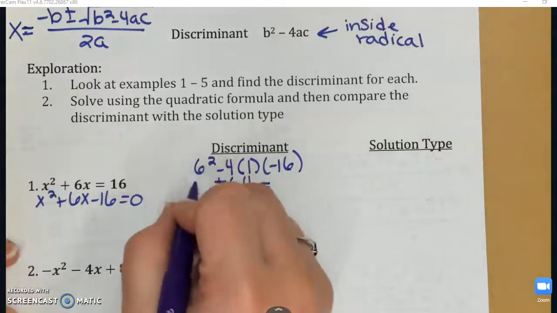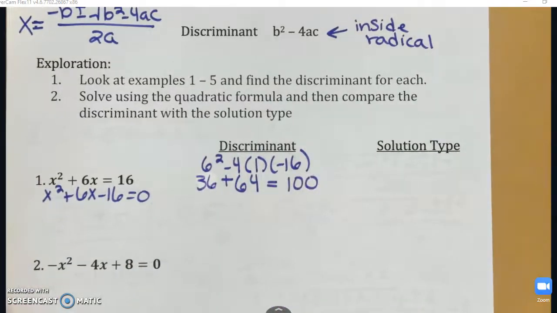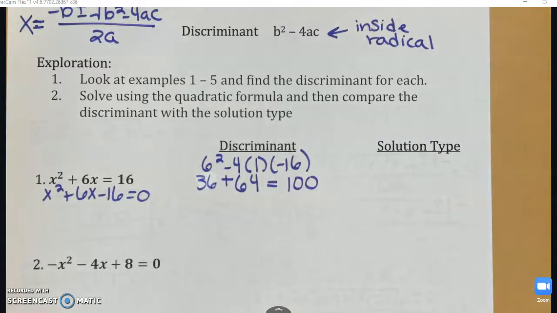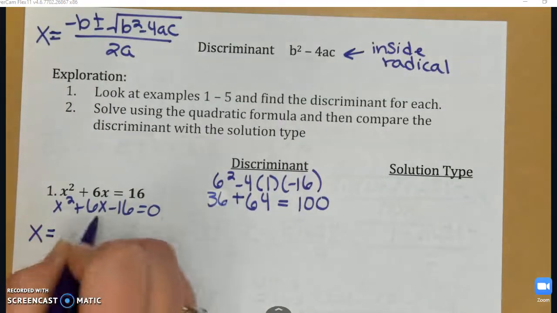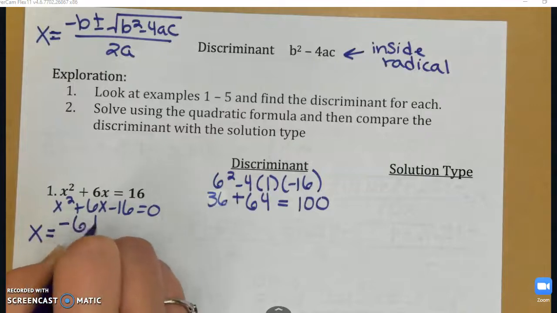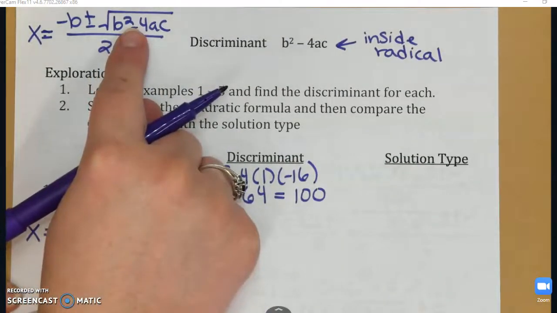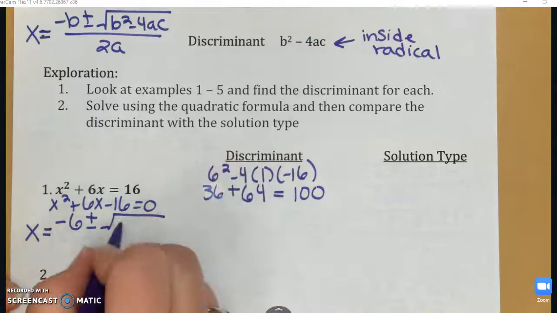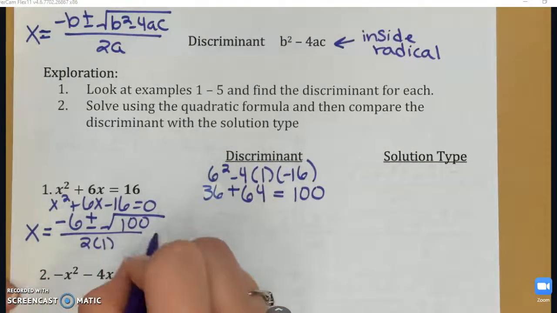36 plus 64. That's going to be 100. So my discriminant is 100. Now, let's finish out our quadratic formula and solve number 1. So x is going to be negative 6 plus or minus the square root of my discriminant. We already calculated b squared minus 4ac, and I know it's 100, all over 2 times 1, which is 2.